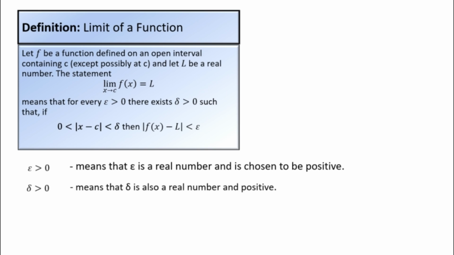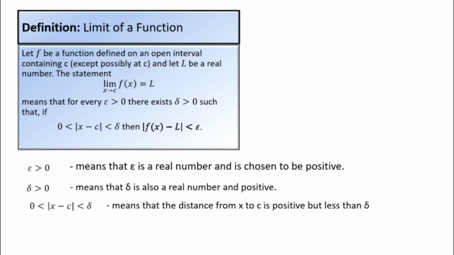In terms of absolute value of x minus c, it only symbolizes the distance of x from c. Therefore, 0 less than the absolute value of x minus c less than delta means that the distance from x to c is positive but less than delta. Likewise, the absolute value of f of x minus L less than epsilon means that the distance from f of x to L is less than epsilon. It can be 0, but it should be smaller than epsilon.